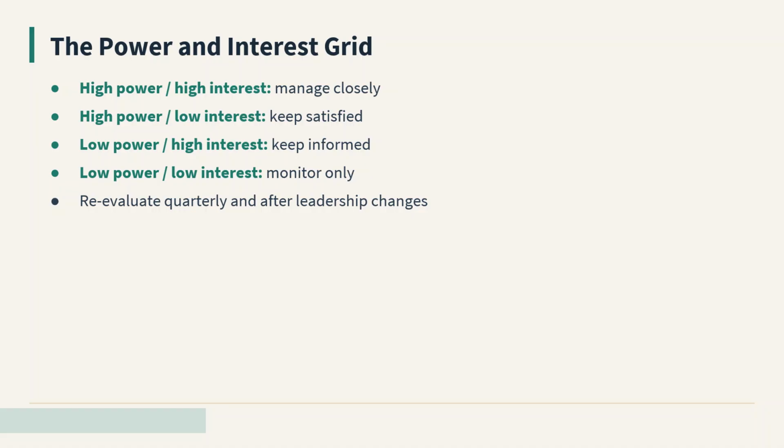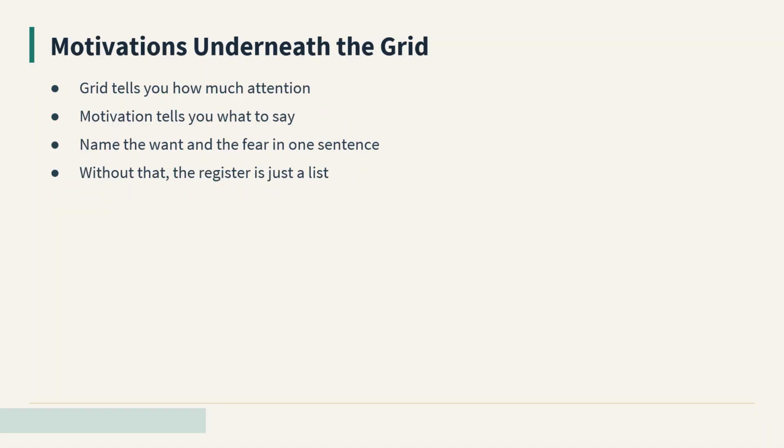Low power, high interest is the bottom right, and these stakeholders should be kept well informed because they will amplify your message inside their own networks. Low power, low interest is the bottom left, and these stakeholders require minimal effort, usually a place on the distribution list for major updates. The grid is not a static artifact. People migrate across it as the project progresses, and you should reevaluate the grid at least quarterly and always after any leadership change.